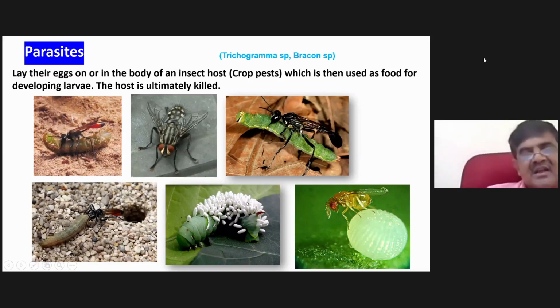So these are the cocoons or pupa of parasites. This is a green caterpillar attacked by this parasite. And this is a parasite called Trichogramma. This attacks the eggs of the crop pests. So in this way, parasites can be used in the biological control of crop pests.